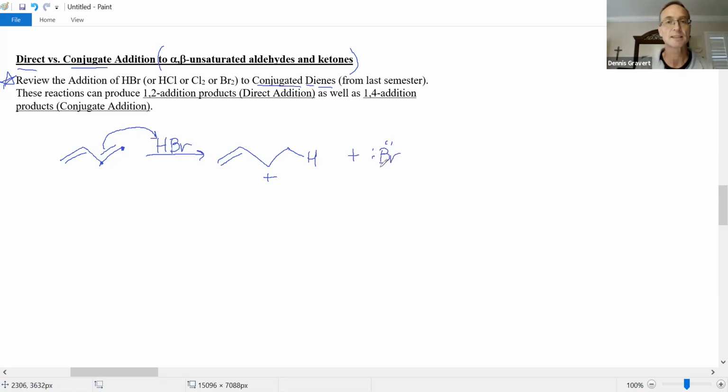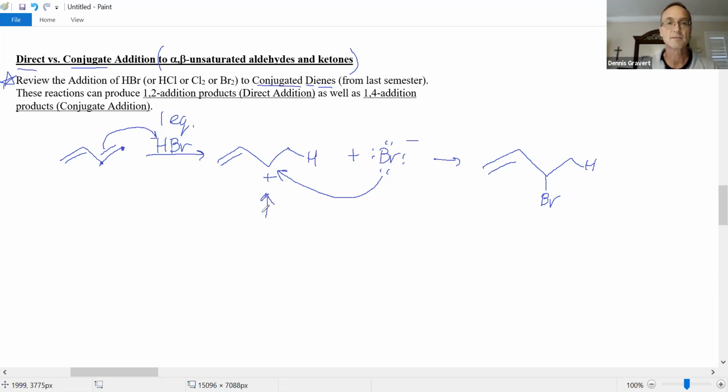And then if we only had a single alkene, well then, opposites would attract, right? The lone pair on the negative bromide would attack the carbocation, its positive charge, and we connect together. And we would get this product if we use 1 equivalent. That was another detail we talked about last semester.